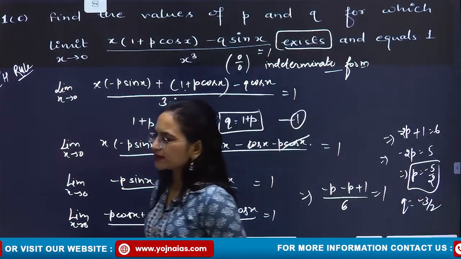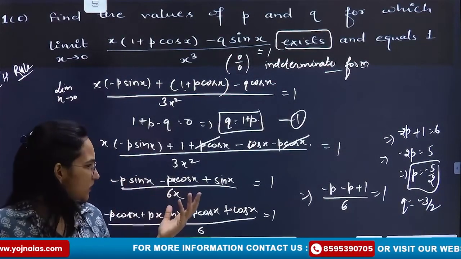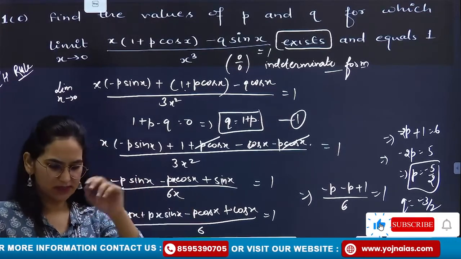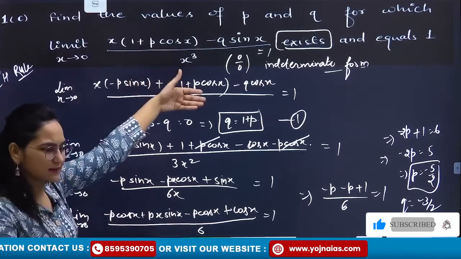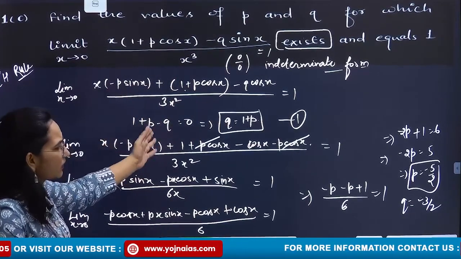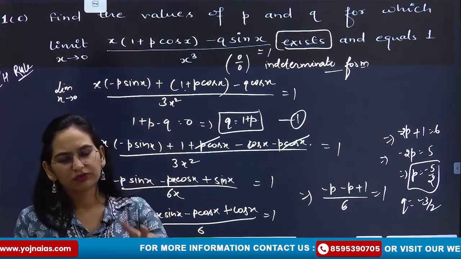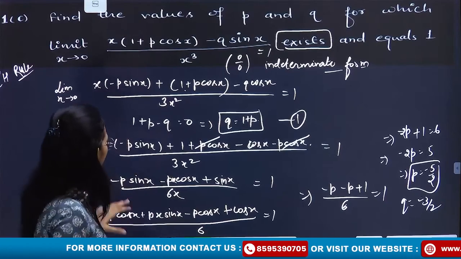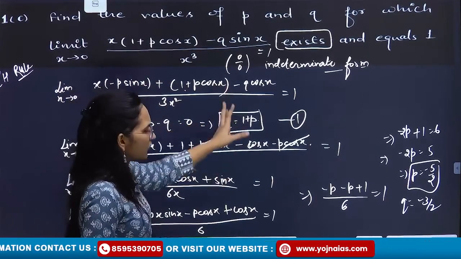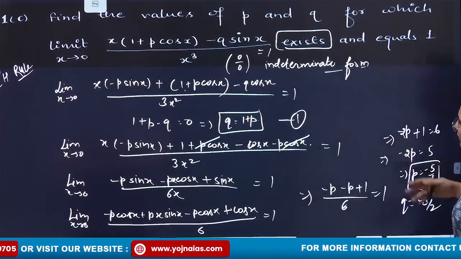This is a very easy question, but you have to apply repeated application of L'Hopital rule. Then you would get the required answer, because they had said the limit exists. And if the limit exists, then your value should be either some finite value, or it should be of the form 0 by 0. And every time you put 0 by 0, you will get some relation in p and q, and using that you would be able to find the value.